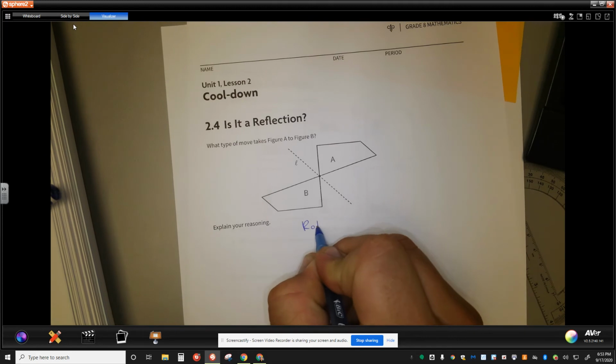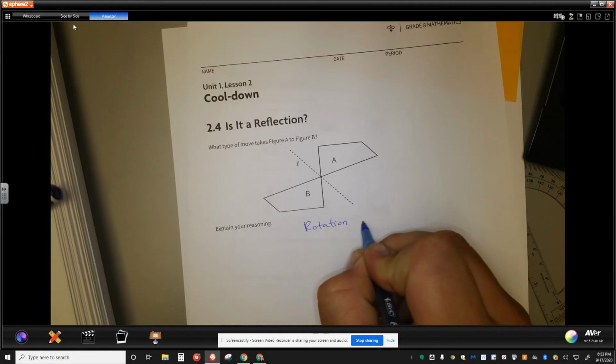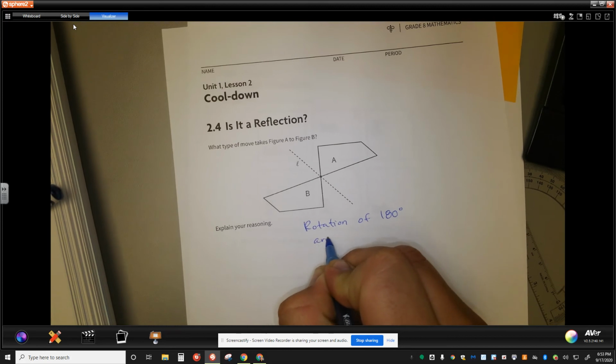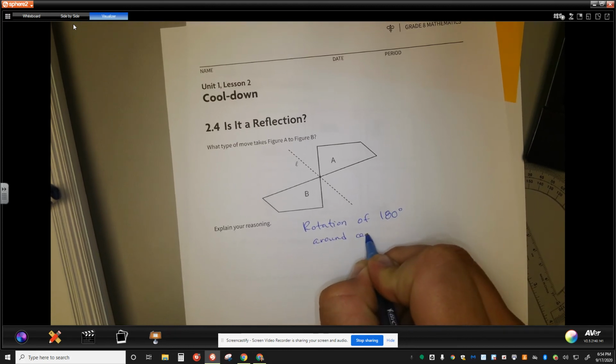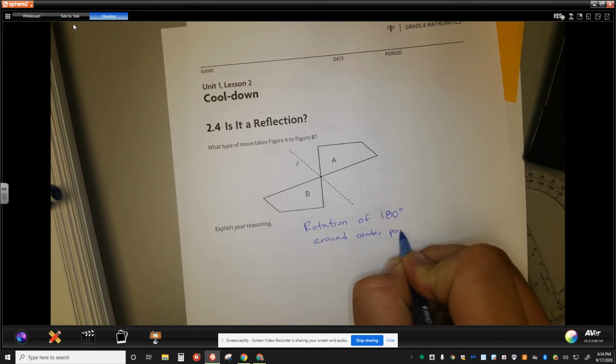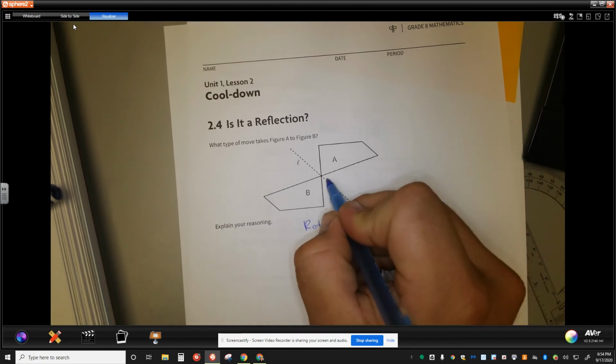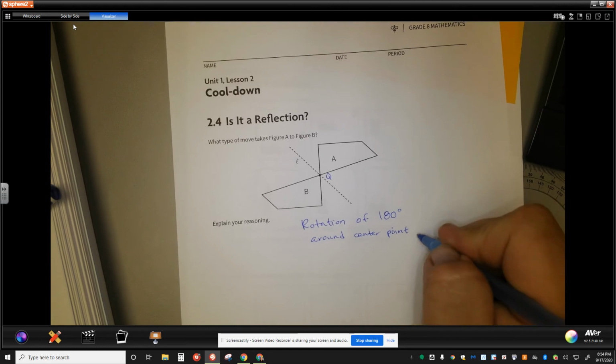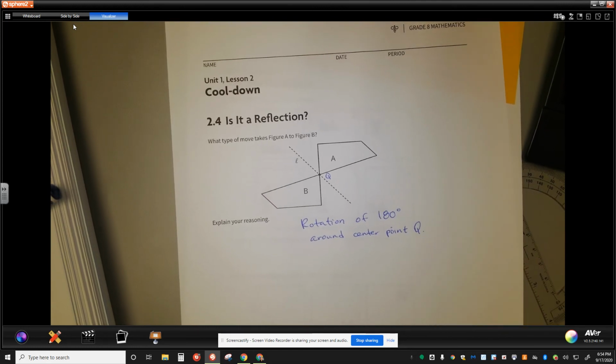I see that it's a rotation of 180 degrees around center point. Oh my goodness, it's not named. So let's name it. You pick whatever letter you want. I'm going to call it letter Q. And we're done.